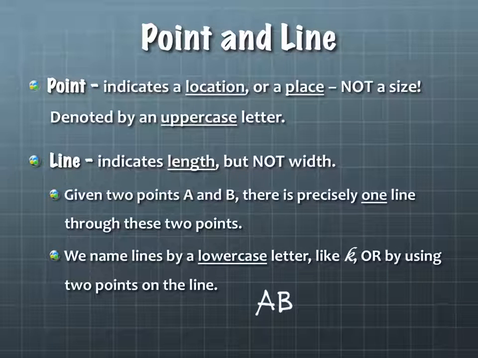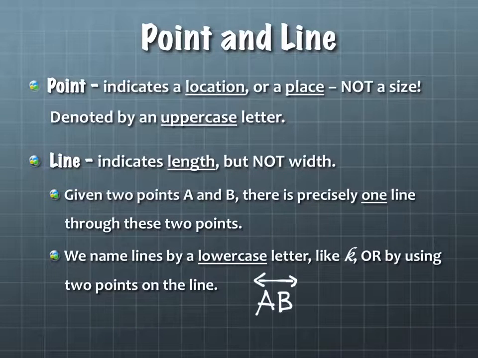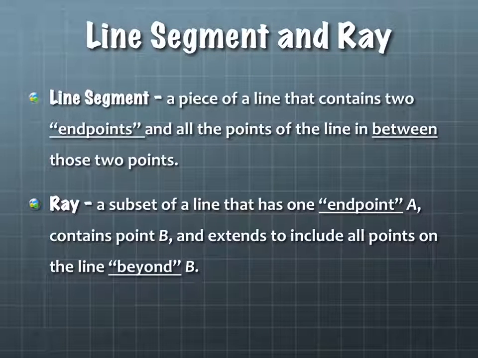And on top of the A and the B, we write a line with arrows on the end. The arrows are crucial. If they don't have arrows, they have another notation. It means something different. So those arrows on the end matter. And here's why. These two right here will have the same notation, but they'll have a different bar on the top of our letters. A line segment is a piece of a line that contains 2 end points and all the points of the line in between those points.